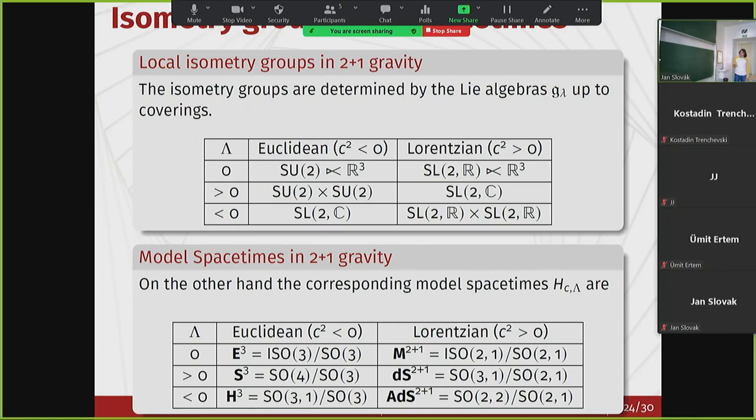And then here precisely you have the local isometric groups, and you can see that we can precisely recover all the model space-times as quotients of these groups. Sometimes I'm using double covers, in this case by the Lorentz group, and in this case by SO(3). So these are the model spacetimes, and all of them are homogeneous.